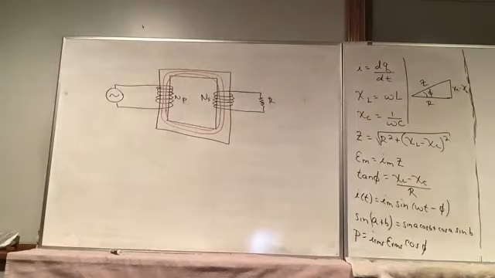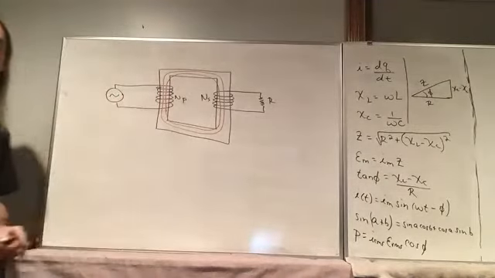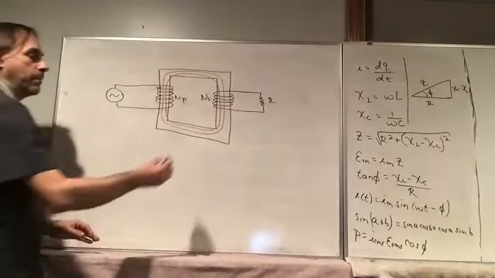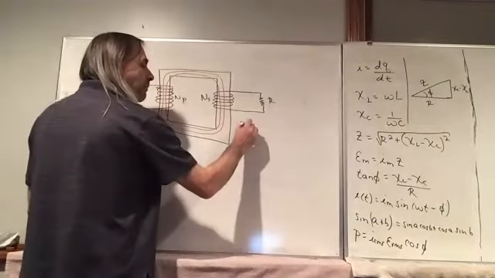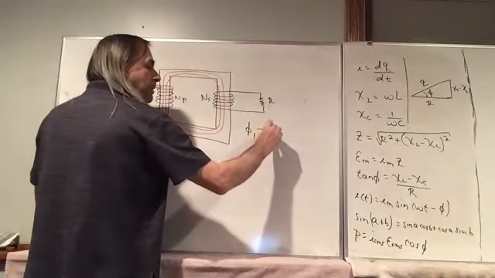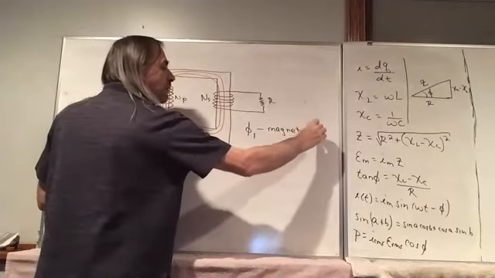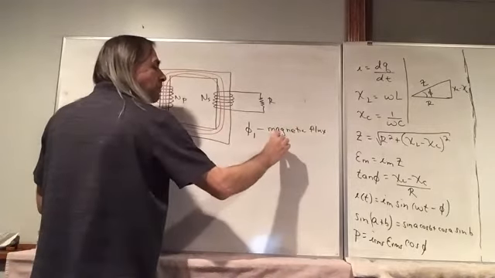And so we can make an assumption that the flux through any coil on either side is the same. So let's call that phi 1. This would be the magnetic flux through a single coil.